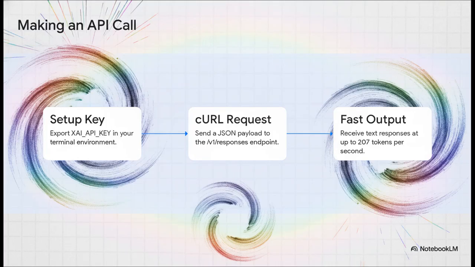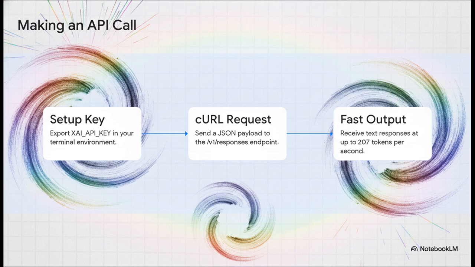Setting this up is incredibly simple. First, you just export your XAI API key directly into your terminal environment. By keeping the key in your environment variables, you make sure your credentials stay out of your source code. It's a best practice we all know, but hey, we all occasionally forget during late-night coding sessions, right? Second, you structure your curl request to hit the v1/responses endpoint, passing along your JSON payload.